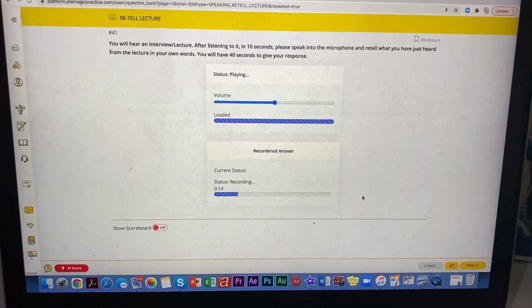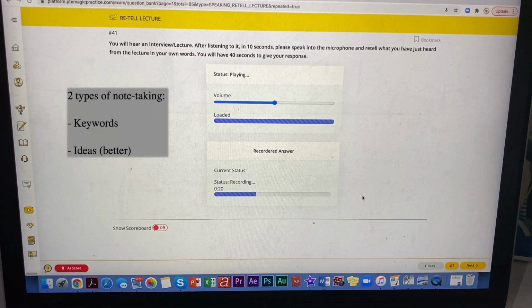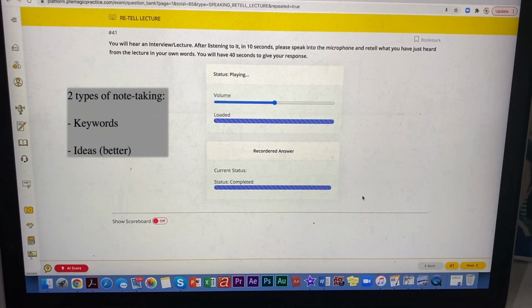Okay, there are two types of note taking, which are keywords and ideas. Of course, if you can take note of ideas, you have more information to speak. But if you cannot hear everything, you cannot hear the ideas or the whole sentence, you can just take note of keywords and then you add a template to it.